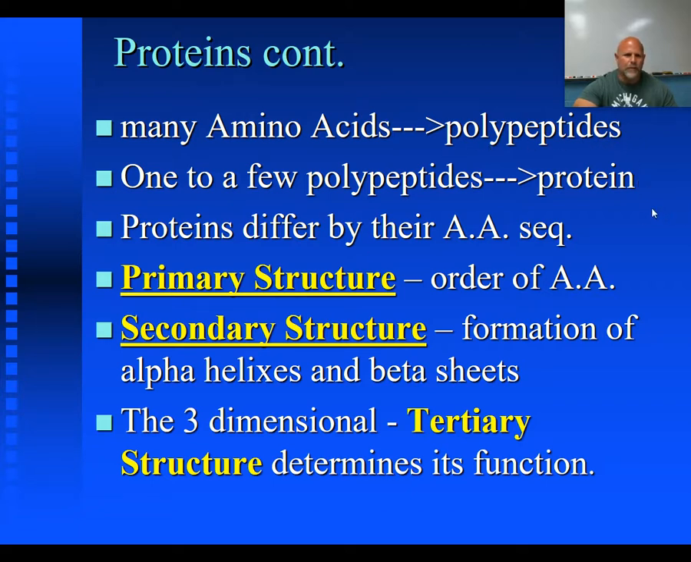Okay, so when we're dealing with proteins, we're going to have a few different levels of structure. The primary structure of a protein is the order of the amino acids. The secondary structure of a protein is the alpha helices and beta sheets and linear portions of the protein. The tertiary structure is the 3-dimensional structure, and if you have multiple polypeptides come together to form a protein, we call that quaternary structure.